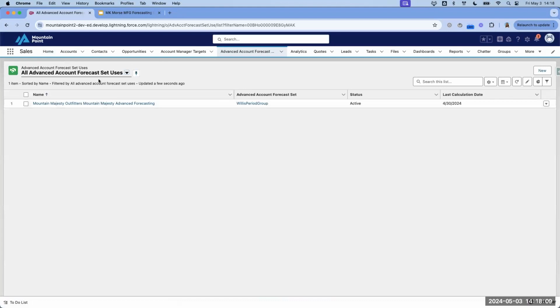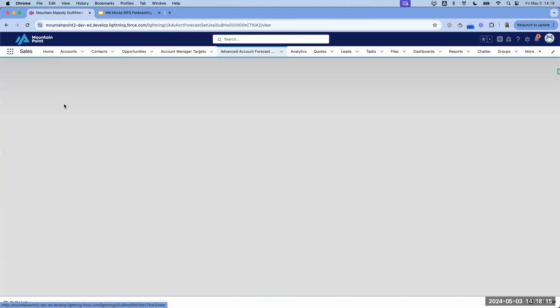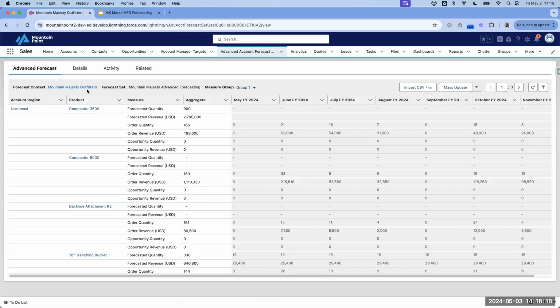So I've gone ahead and already generated an account forecasting for the Mountain Majesty Outfitters. So like I said, this forecast has been configured at the account level. And the dimensions we're using for grouping our forecasts are the account region and then the product itself. Even though this record is associated with a specific account, like I said, the forecasting can be configured maybe only at the region level, right? So our context here is not an account, our context is a region or a division or a product. You guys do have the ability to customize this context.